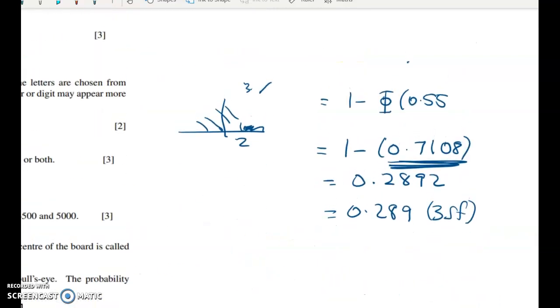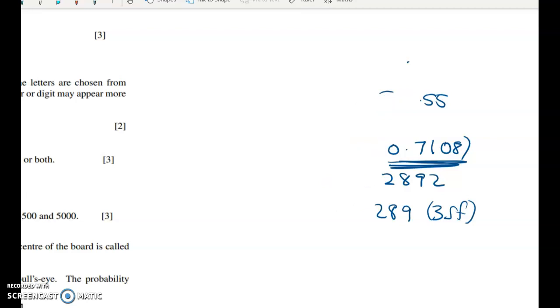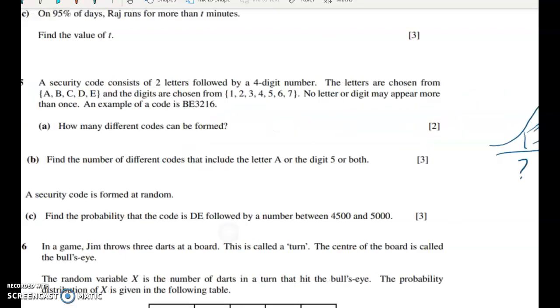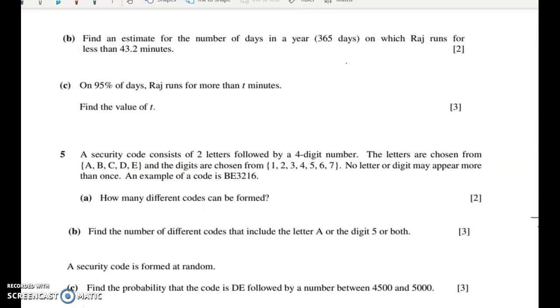Now it was interesting reading the examiner's report on this because they said that students who'd drawn a diagram tended to get this question completely right. And the diagram we're drawing is that we want to find the time on which for 95% of days he's run more than that time. So we're going to be looking for a negative Z value. What we're going to do here is start with a Z value and then work back to get an X value.